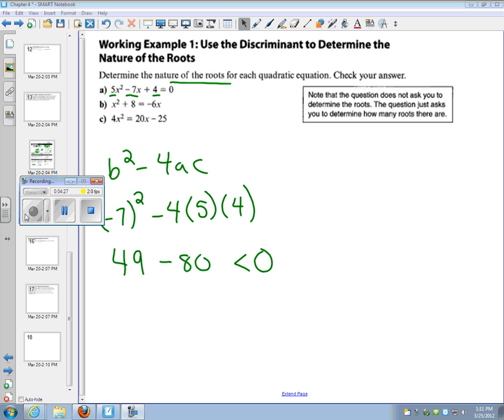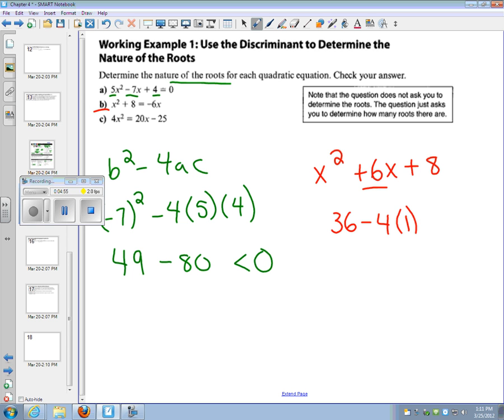Our next question is trying to trick us. What we must first do in question B is put it into standard form. We must bring everything over to the left side. So we get x squared plus 6x plus 8, and that means that our value of b is in fact positive. Okay, so putting that into our formula, b squared is 6 squared, 36, minus 4 times 1 times 8. 36 minus 32 is going to be greater than 0.